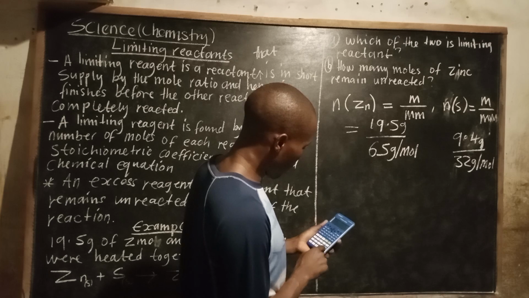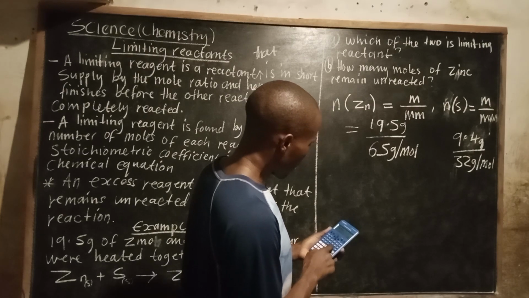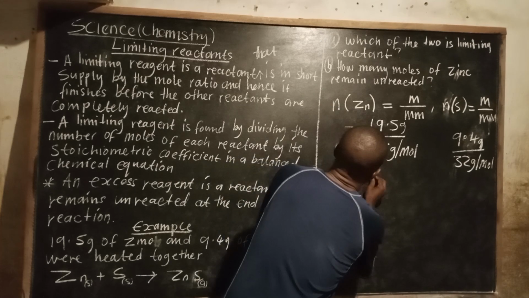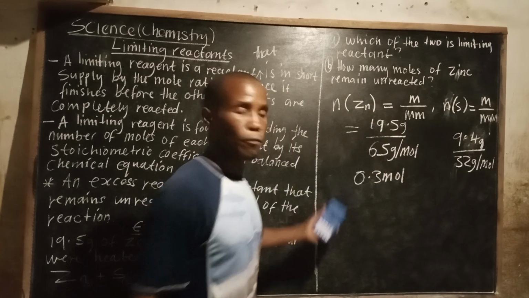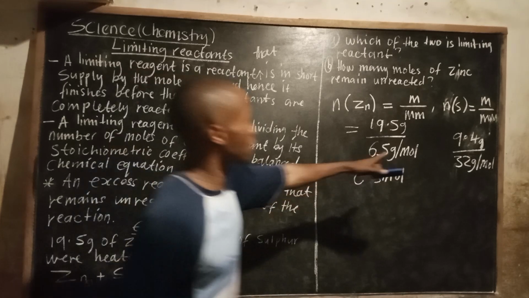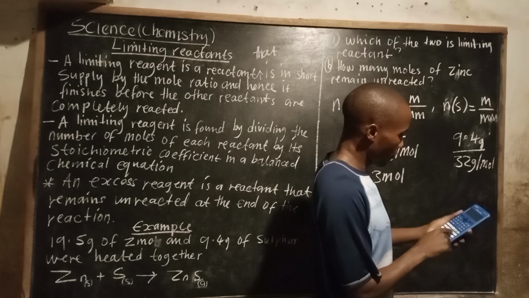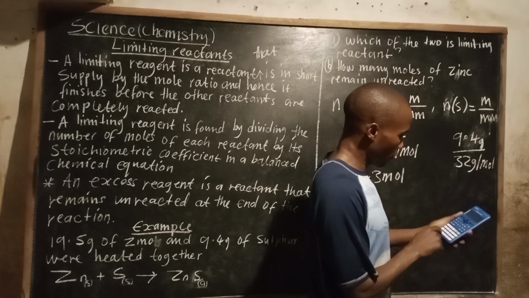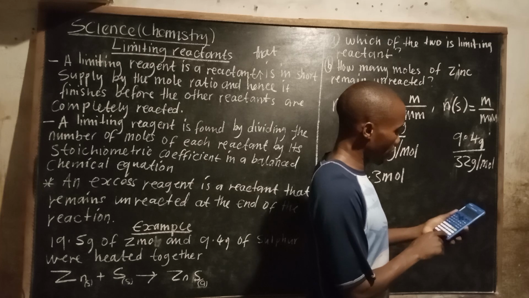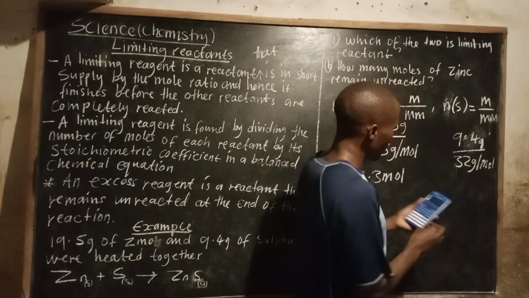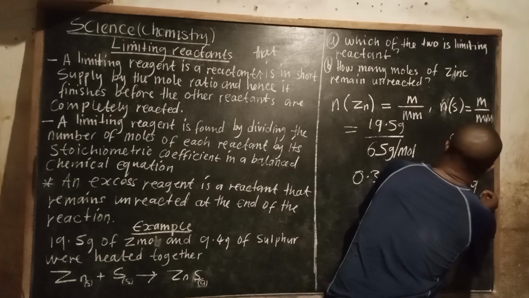Okay, 19.5 divided by 65. What is the answer? The answer is 0.3. So 0.3 moles. This is for zinc. So now let us see for sulfur. Sulfur, we have 9.4 divided by 32. The answer is what? 0.29 mole.